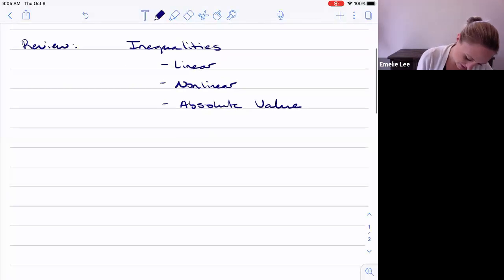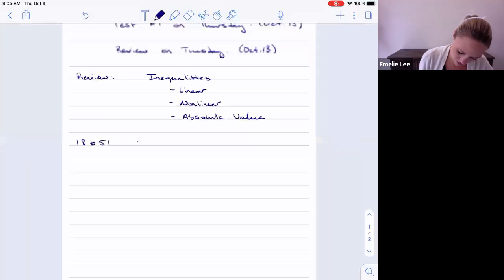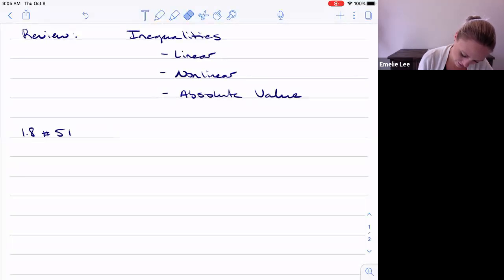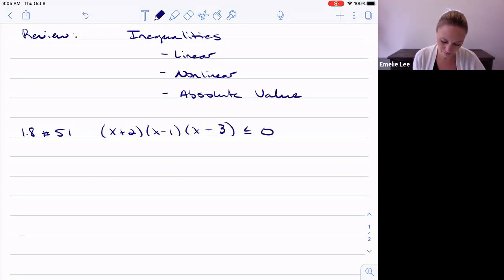So from section 1.8, number 51 was, oops, x plus 2 times x minus 1 times x minus 3 has to be less than or equal to 0.